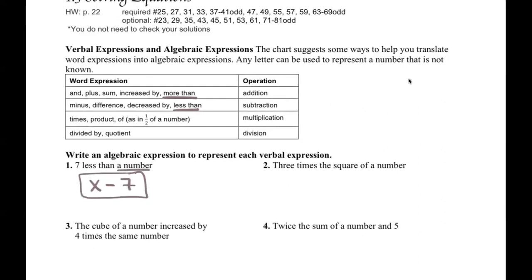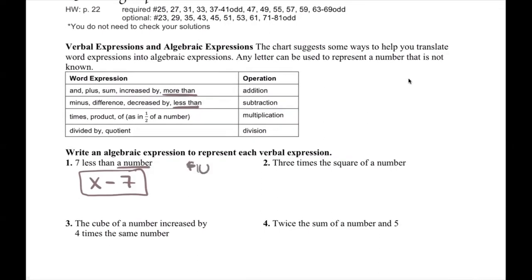Now let me explain why it's in this order when it's less than. Let's say you have a friend and you have $7 less than your friend, and let's say your friend has $10. So 7 less than your $10. You're not going to do 7 minus 10 and get negative $3, right? That doesn't make sense. If you have $7 less than your friend who has $10, you would do $10 minus 7. So it's 7 less than what this amount is.